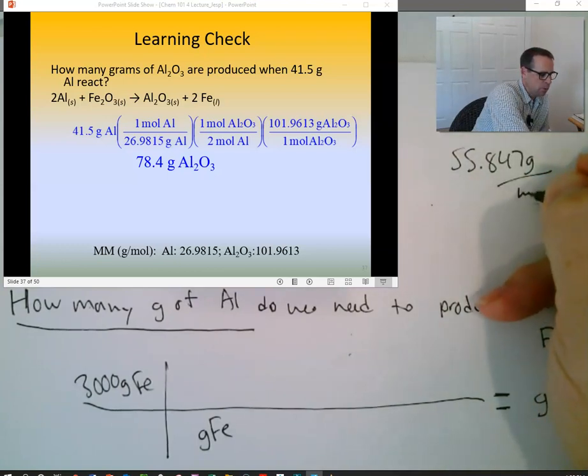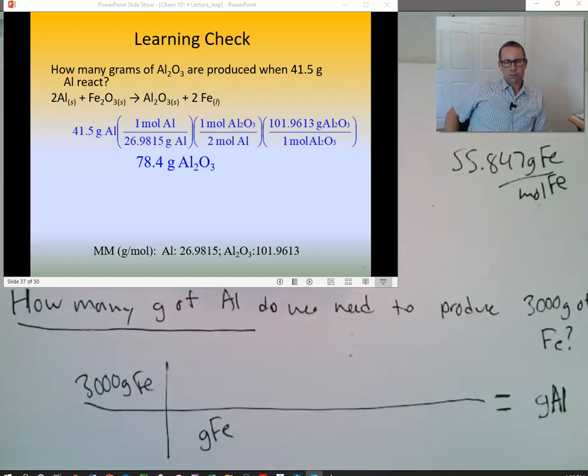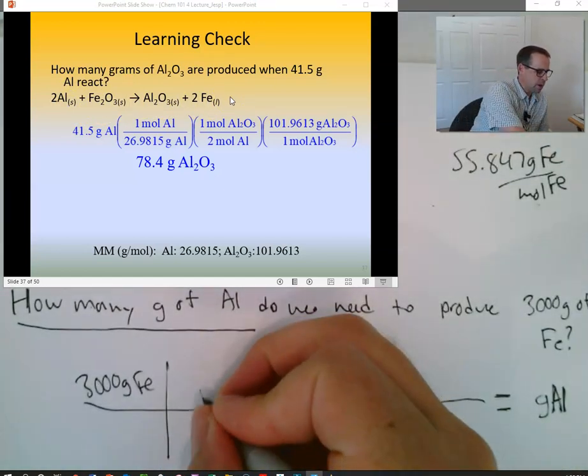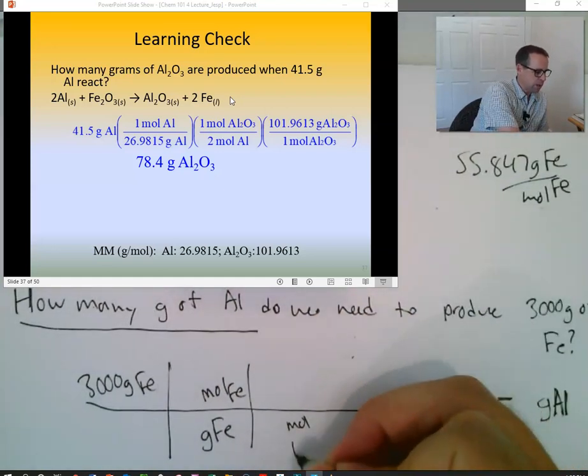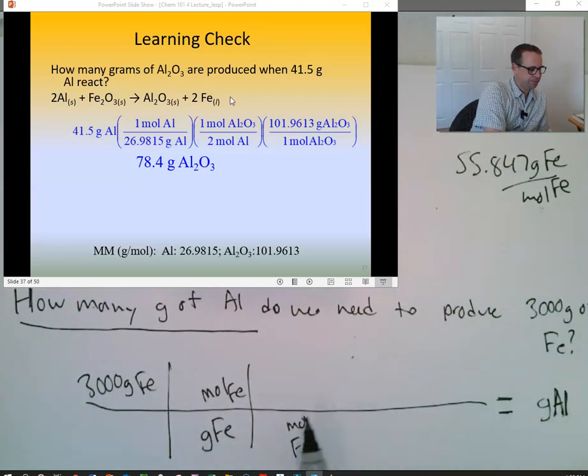That's grams per mole, right? Grams of iron per mole of iron. So when we start with grams, we always want to go to the land of the moles, right? And the reason we want to go to moles is because there we can take advantage of this equation, because this equation is an expression of the different reactants and products in terms of moles, right? So if I go from grams of iron to moles of iron, then I can go from moles of iron to, where do I want to go to? To then grams of AL.